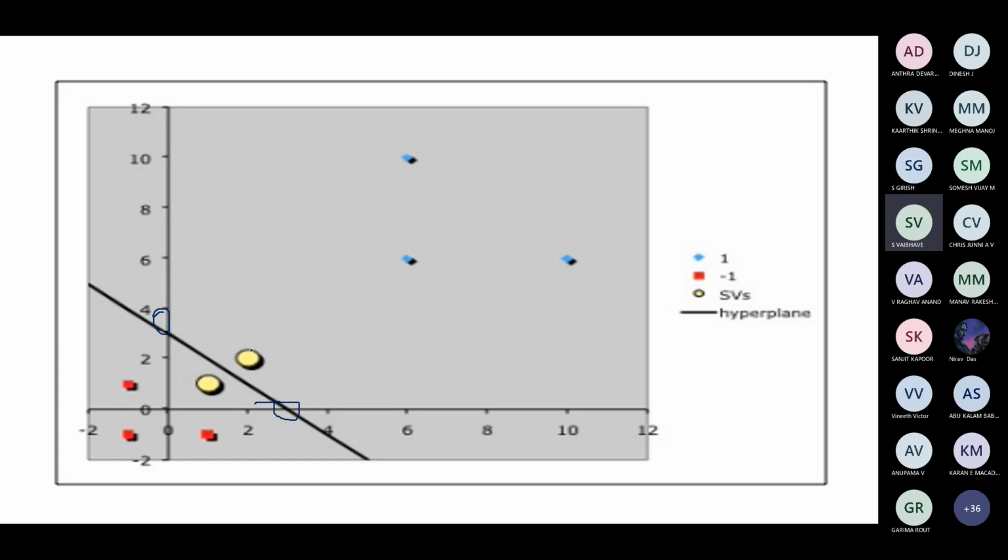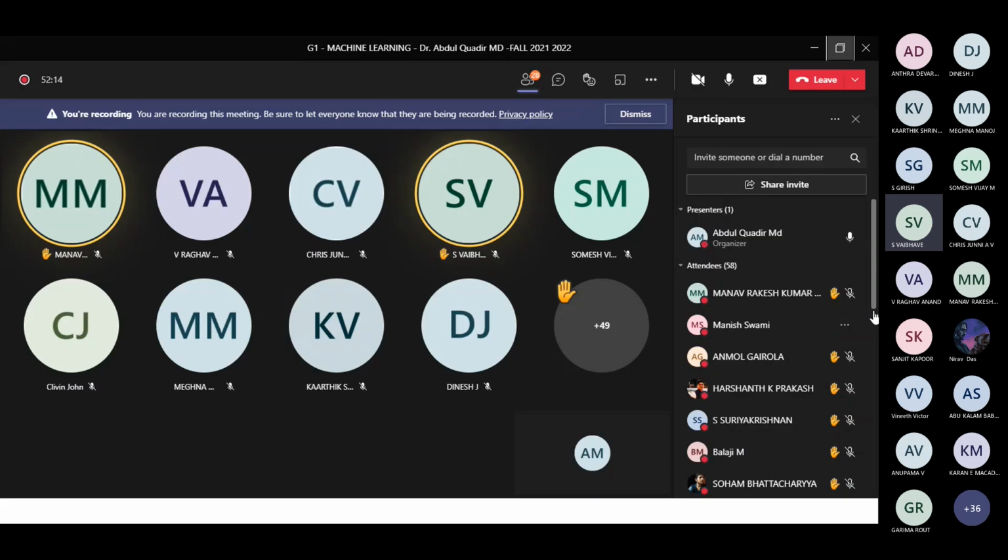So this is how you will be using linear SVM and non-linear SVM. Is it fine to you, students, everybody? Linear and non-linear? Yes, I understood.